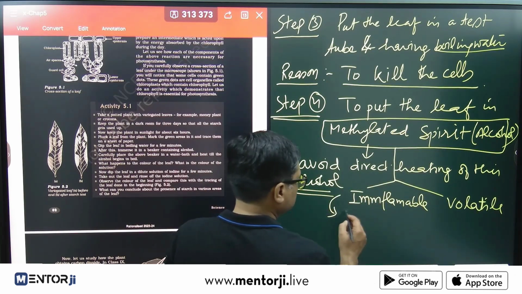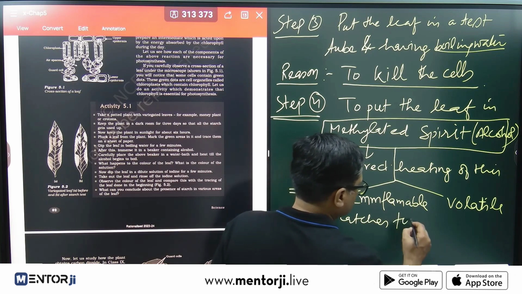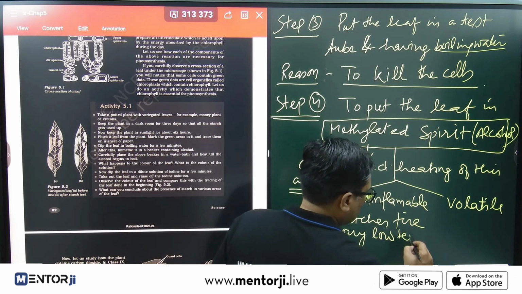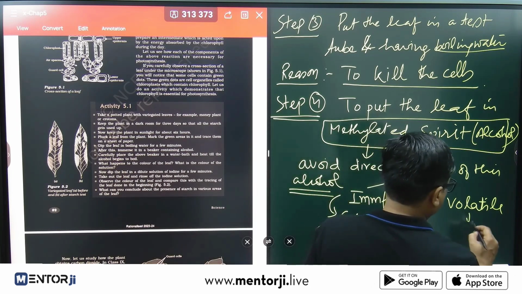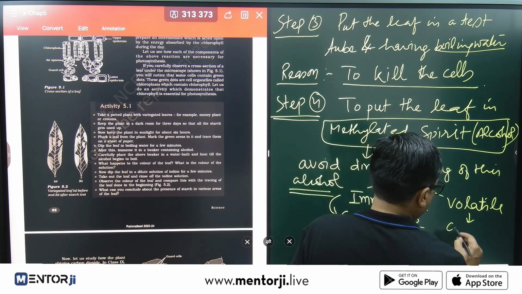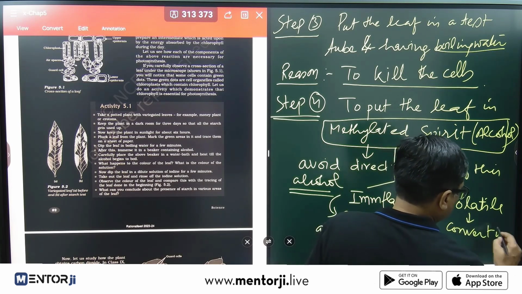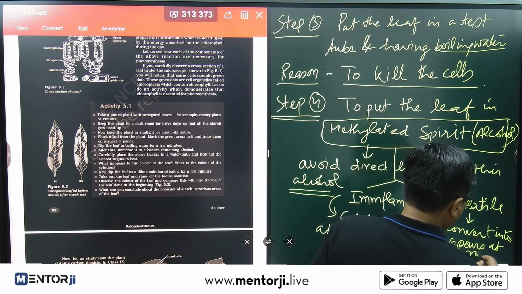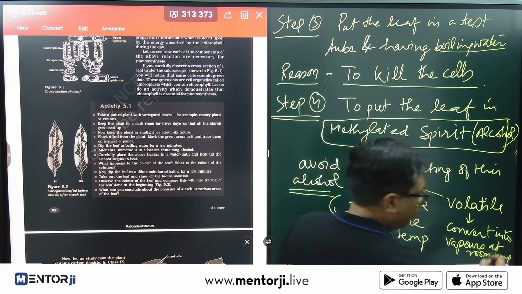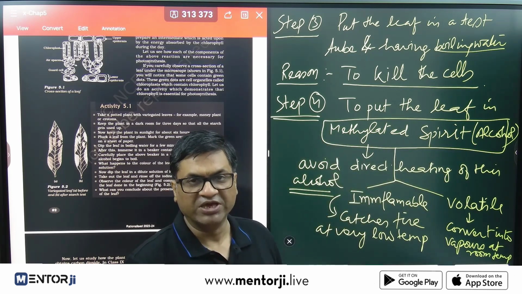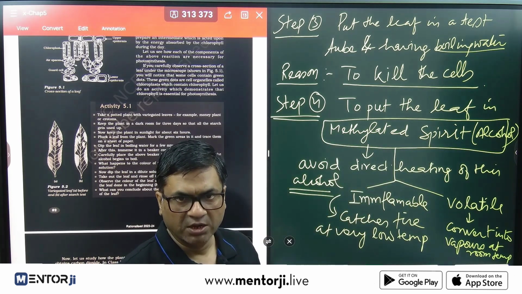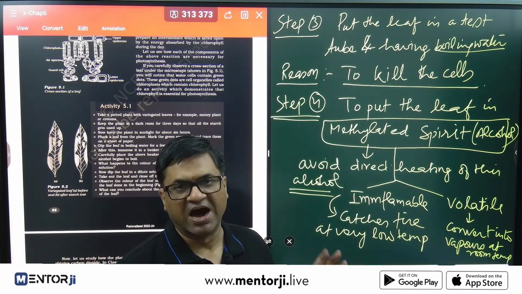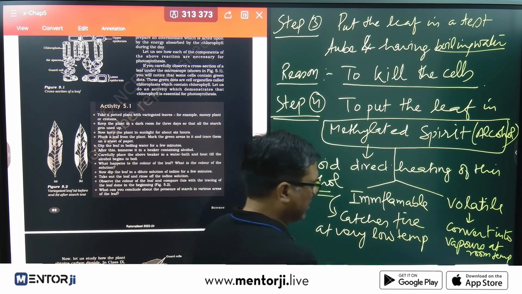Inflammable means catches fire at very low temperature, and volatile means converts into vapors at room temperature. So for these two reasons, we have to boil methylated spirit or alcohol in a water bath. That is the indirect heating.